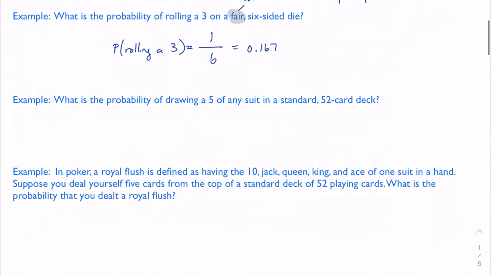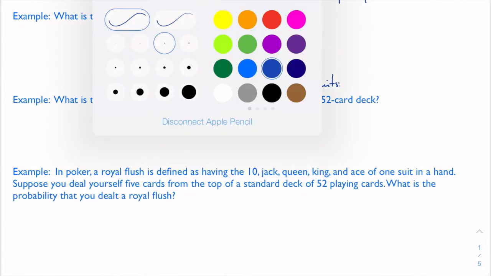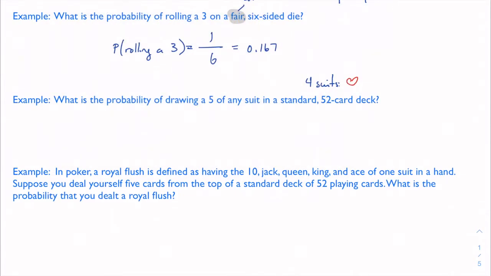Let's try another one. What's the probability of drawing a 5 of any suit in a standard 52 card deck? Just as a refresher, we know that there are 4 suits. We have 2 red suits. We have hearts, which I might also use an H for. We have diamonds, which you might also see me use a D for. We have spades, which I'm going to use an S for. That was terrible. We have clubs, which I'm going to use a C for. That was even more terrible of a drawing.